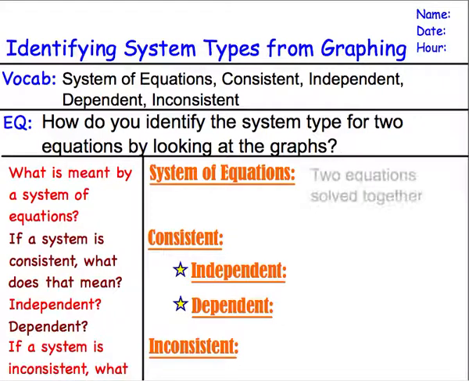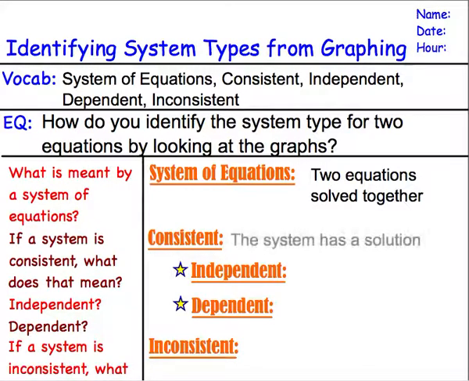Well, a system of equations is simply two equations that you solve together. There's going to be an x and a y in it, and you need to solve for x and you need to solve for y. Now when we talk about types of equations, there are two main types. The first type is consistent, and that means that the system does have a solution.